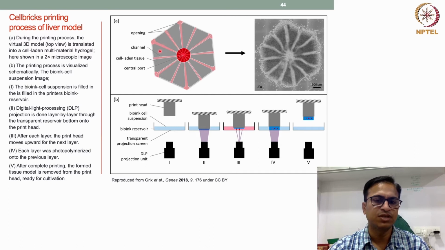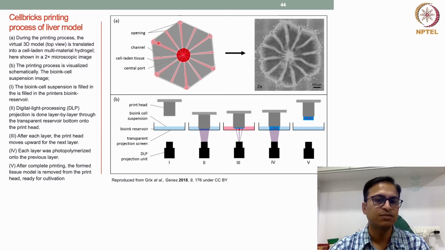Hepatocytes sit on the sides of these blood vessel linings, because they get nutrition from the blood passing through this channel. That particular structure is called the sinusoid, where endothelial cells are lined up in the luminal wall of the sinusoid, and then the hepatocytes. The hepatocytes get nutrition from the blood.